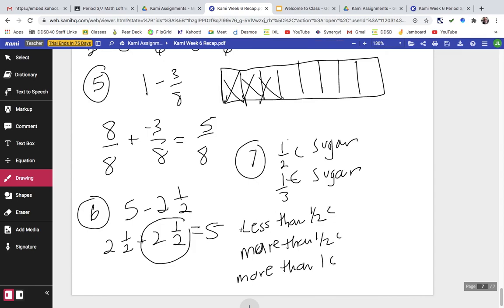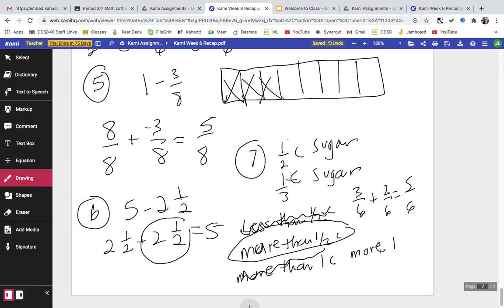We know that it's not this one, because we know he needs this and this. And if we add these together, we get 3/6 plus 2/6 is 5/6, so we don't need more than that. So the answer was you needed more than a 1/2 cup. So more than 1/2 cup sugar.